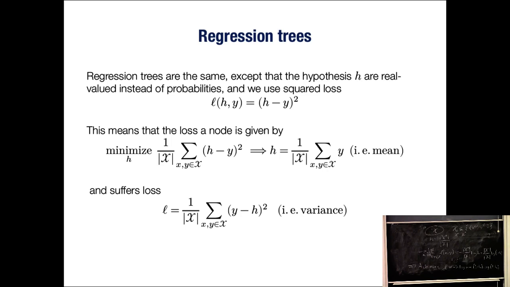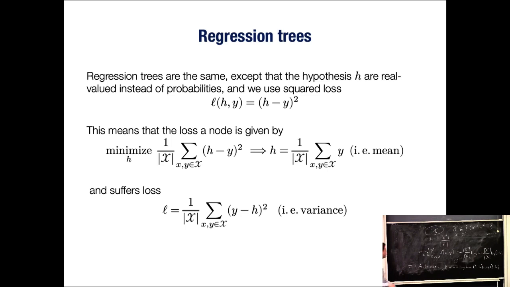And it suffers a loss equal to the sum of all y's minus their mean, squared. In other words, actually that's just their variance, the sample variance. So that's one way of characterizing the losses you suffer. And just like before, you just pick the split that minimizes the loss you get from these two things.